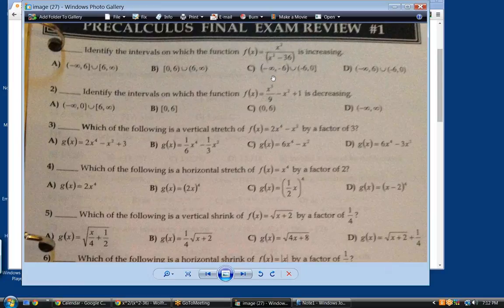Well, yeah, I don't know how else they would want you to figure it out other than graphing it. If you had calculus, there's a real easy way. You take the first derivative, and wherever it's positive, that's where the function is increasing. But I don't know if that's easier or not, but it kind of tells me that we have to graph these.